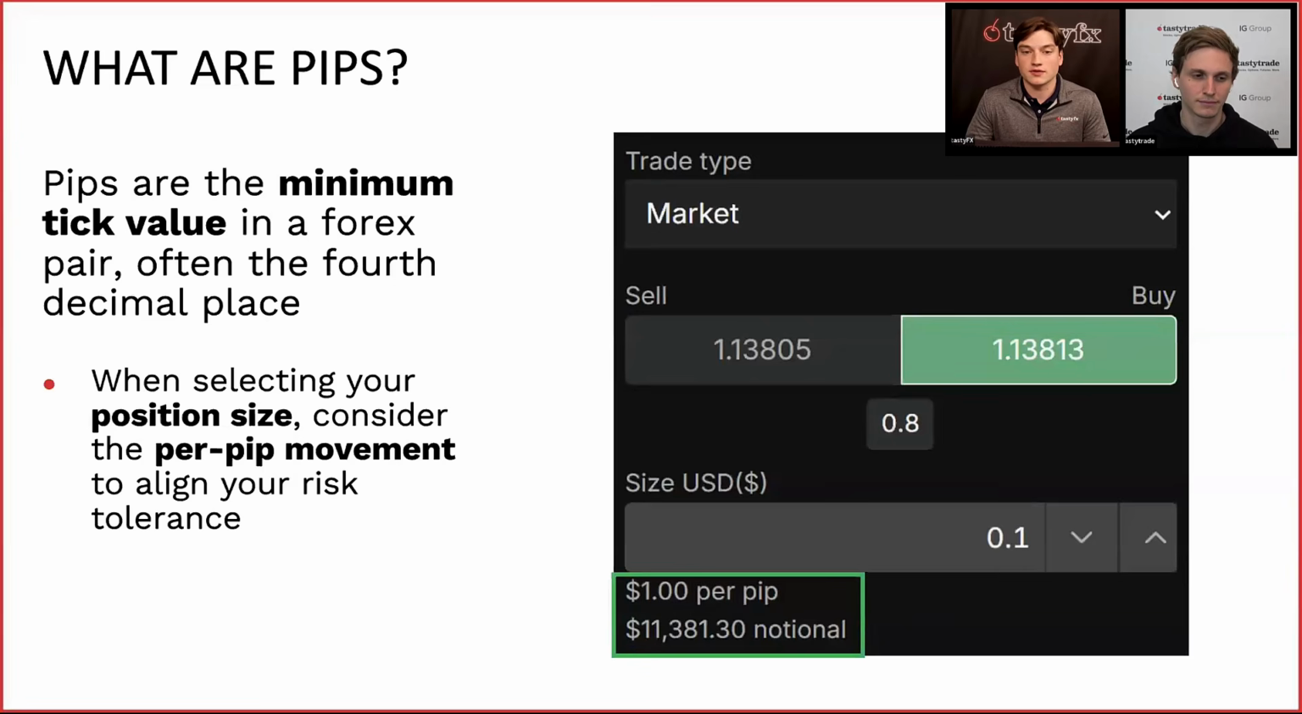So that just gives you a little more context when you're stepping into this for the first time. It's like, to the fourth decimal place, what does that mean to me? But really look at that dollar per pip. And then it also shows you in the size here the actual notional value that you're controlling. But we'll get into all of that trade sizing when we actually hop in the platform.